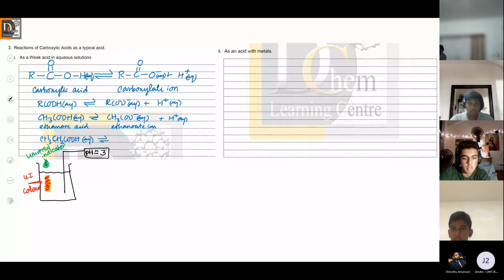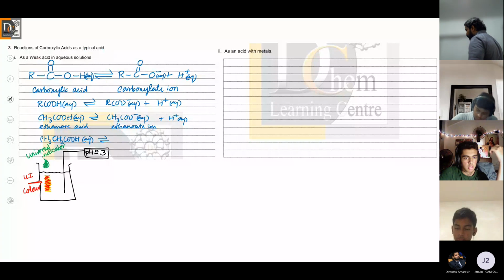Carboxylic acids undergo reversible, incomplete, slight dissociation in aqueous solutions to form carboxylate ion and hydrogen ion. I won't use the word partial, because that makes you think of exactly half. That is wrong, right? Slight.